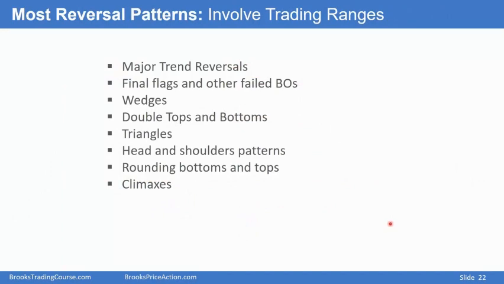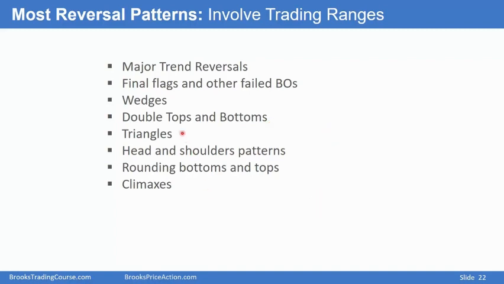Most reversal patterns involve trading ranges, in addition to double tops and double bottoms. A major trend reversal, there's usually a double top, a trading range. A lot of times you'll see final flags and other failed breakouts. That final flag is a trading range. Wedges usually have trading ranges near the end. Double tops and double bottoms obviously are trading ranges.